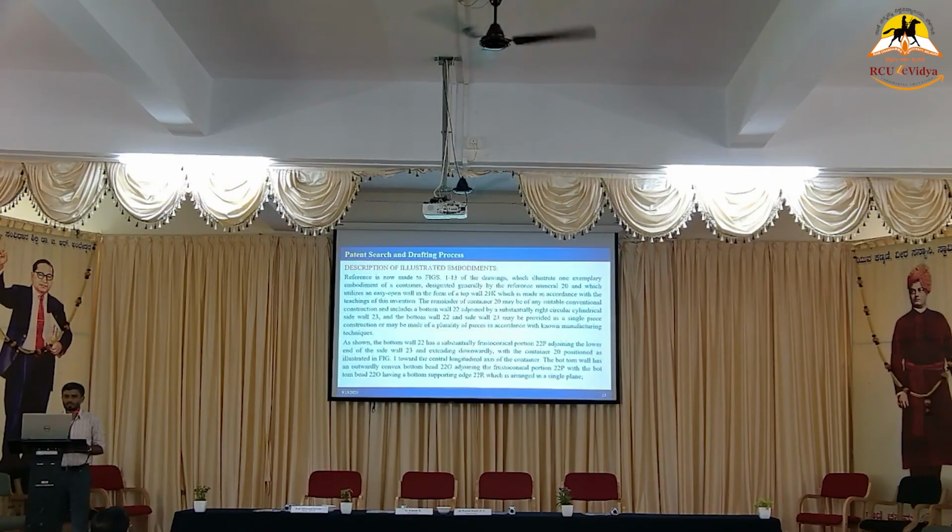Then the description of the illustrated embodiment. I told you, right, I gave the example of head, neck and then the body and how it is connected to the hand.